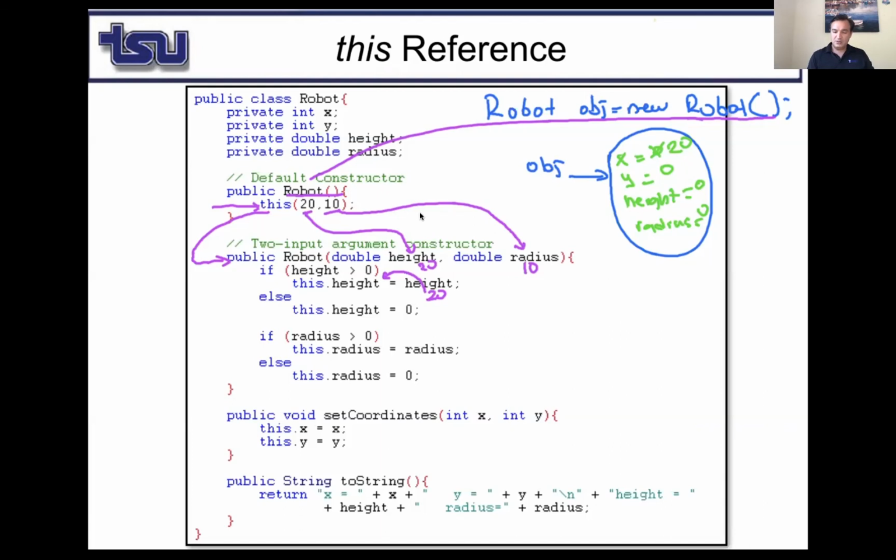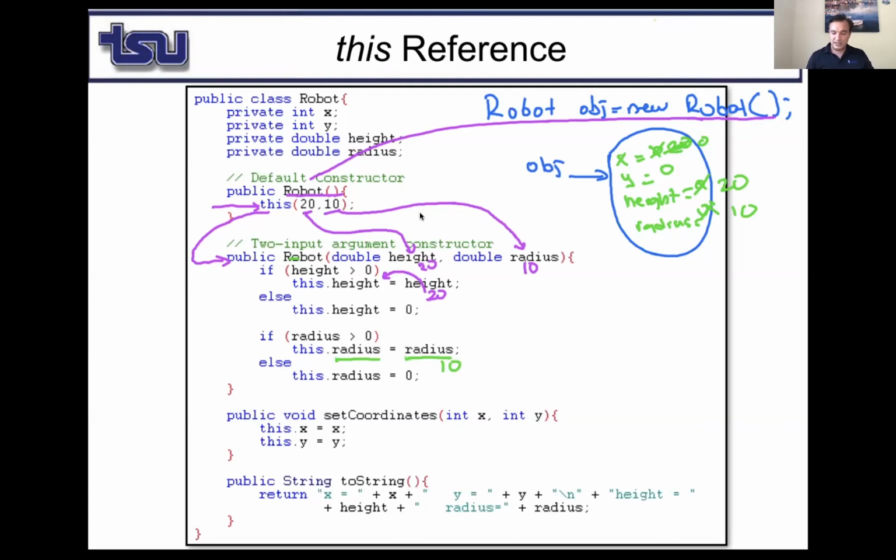Similarly, radius, this is radius, but there is a difference because this is 10. I'm going to go to the memory space where the caller of this Robot points to. The caller of this constructor is obj. I'll go to that memory space and change that radius to what? Sorry, this was not that one. Height was 20, and this is 10. Okay, so this refers to obj in this case, basically.